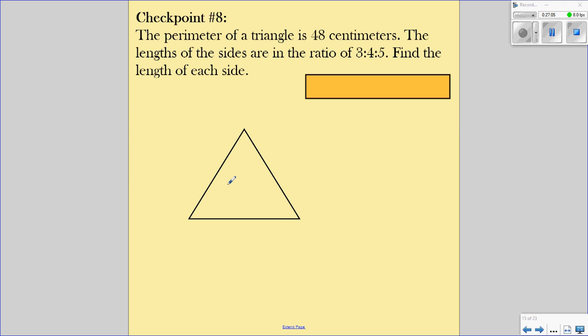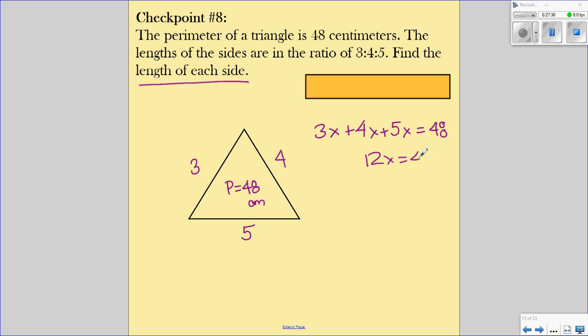This one, they gave you the perimeter is 48 centimeters, and the lengths of the sides are in a ratio of 3 to 4 to 5. Find the length of each side. So you know 3x plus 4x plus 5x equals 48. That adds up to 12x equals 48. Divide by 12. We have 4 for x.